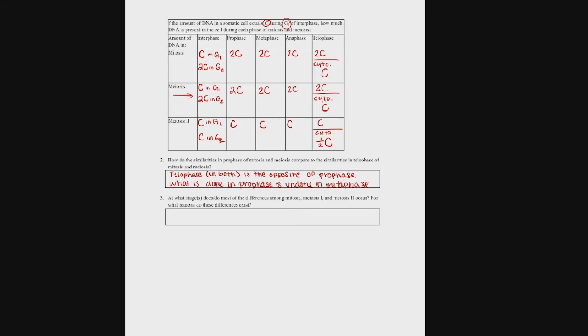Alrighty, last question. Awesome. At what stages does most of the differences among mitosis, Meiosis One, and Meiosis Two occur? And for what reasons do these differences exist? So the primary differences between mitosis and meiosis mainly occur in prophase 1, where synapse occurs. So synapse is what allows the members of homologous pairs, which are just same pairs that can line up to one another, they complement each other, to separate to opposite poles and reduce the chromosome number at the end of meiosis 1 to half of the original cell.